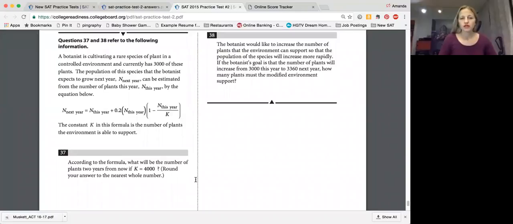So looking at these, it looks like it's a little bit of a scary problem, but really they're giving you the formula that you need to work with. So all we need to worry about is what are we given versus what are we solving for.